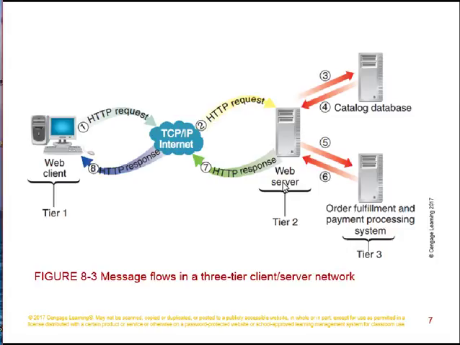Here we see a three-tier flow of information. And again, the message is an HTTP request to the internet. That comes to the web server. The web server will then make reference to various other servers, database servers, transaction processing systems, financial transaction processing systems, which in turn send the information back to the web server that collates it all into an HTTP response sent to the internet and eventually back to the originating client.